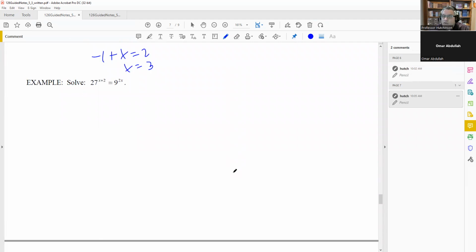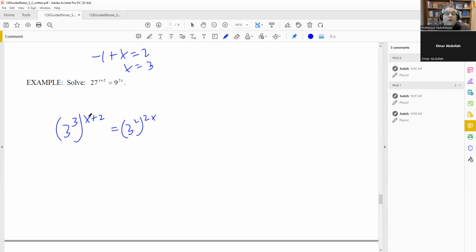Okay, so this one here, 27 and 9, both of these can be written as powers of 3. So what I'm going to do is change each of these, the bases, into powers of 3. So for the first one, 27, I changed to 3 to the 3rd, and that's being raised to the x plus 2. On the other side, I can write this as 3 squared. So now I have both of these written as powers of 3.